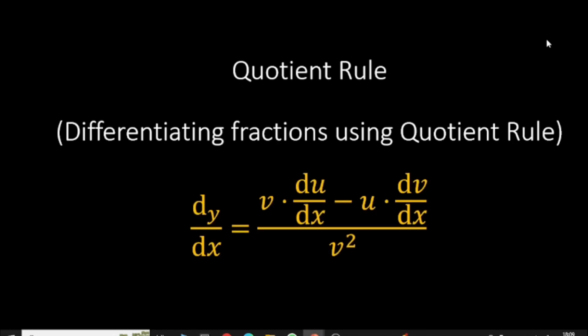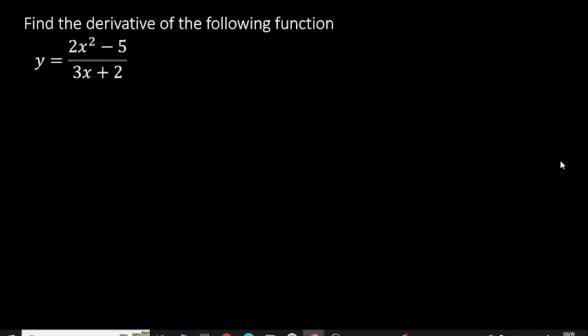In this lesson, we are going to learn about the quotient rule. The quotient rule is a method we use in differentiating fractions. As we're going to be applying the quotient rule, we need to know how to identify the v and the u. To apply this concept, let us look at an example.